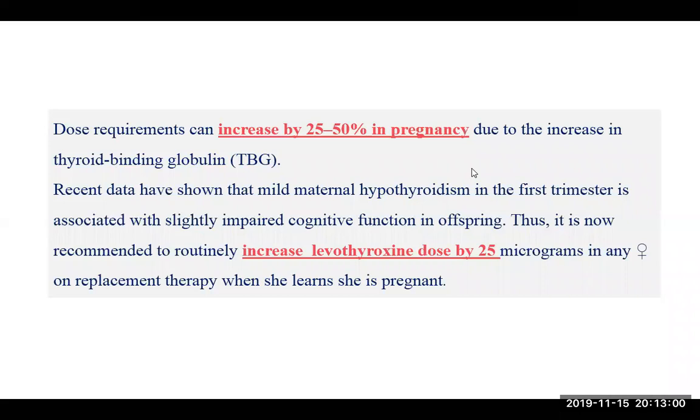Yes, Dr. Noor Ahmed? Please, this increase of the dose for the pregnant, is it regardless of the TSH? Yes, actually, if the TSH is 0.5. Actually, during pregnancy, especially in the first trimester, the target TSH is less than in non-pregnant. For example, for non-pregnant, the target TSH is about 0.5, but during the first trimester, our target is 0.1.